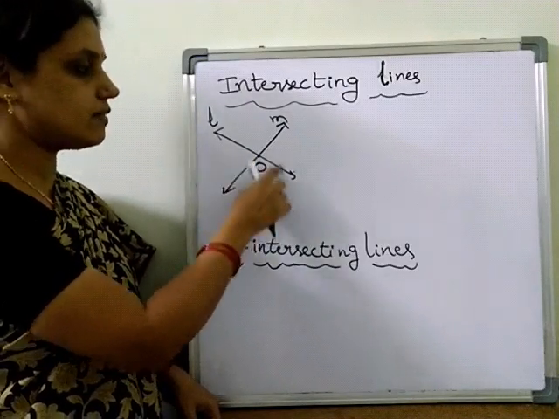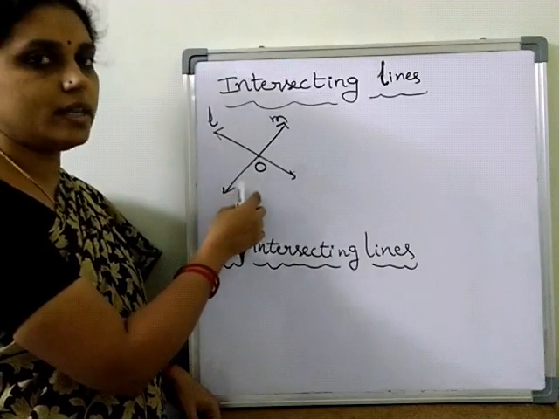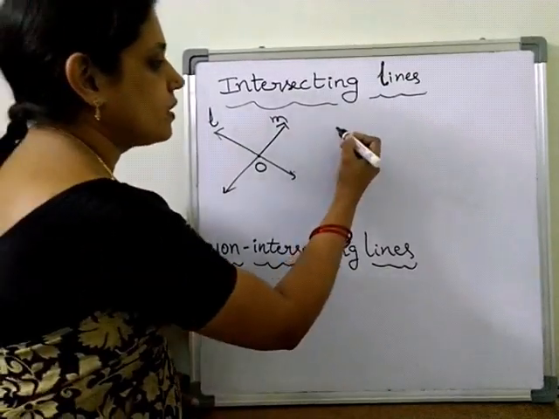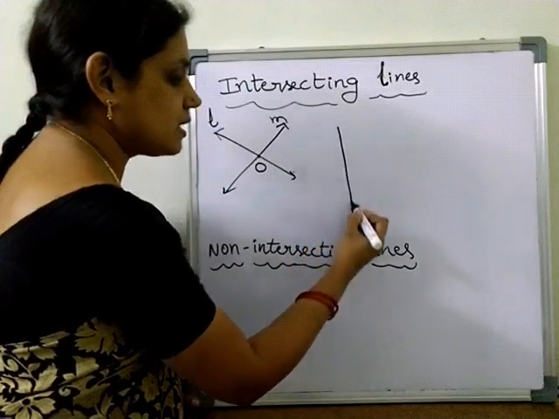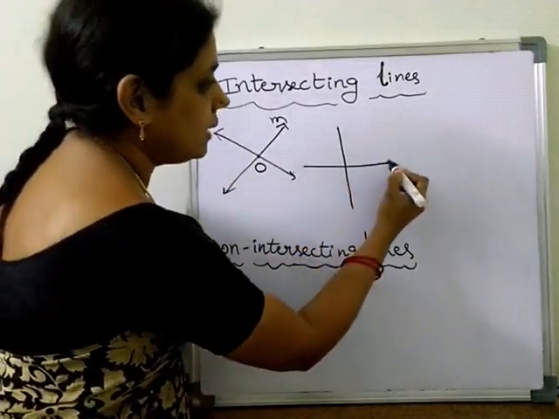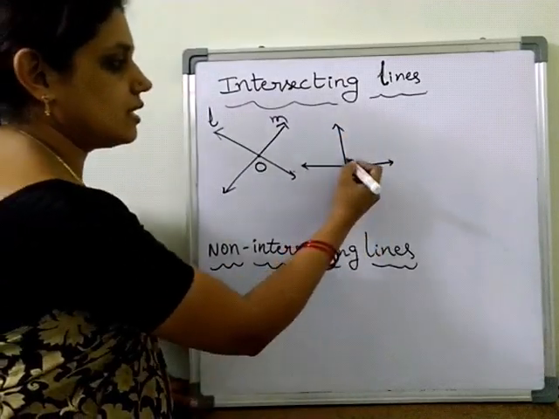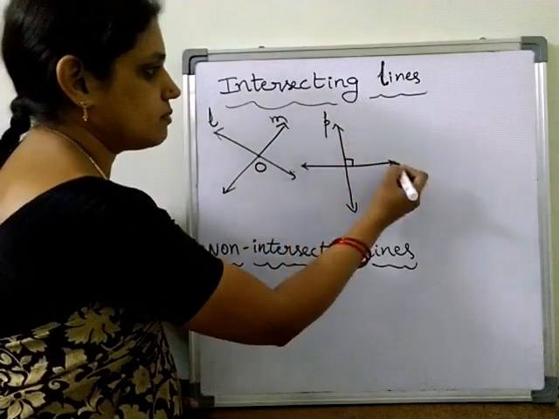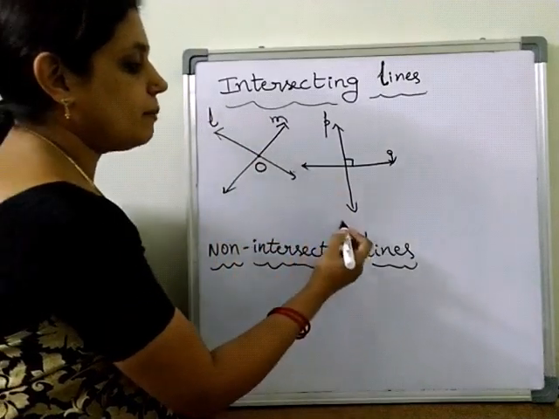Here, two lines, if they meet each other at one particular point, then they are called intersecting lines. So here actually, intersecting lines have one more type. These are also intersecting lines only, but if they intersect each other at a 90 degrees angle, suppose here it is P and Q, then we say that these are perpendicular lines.